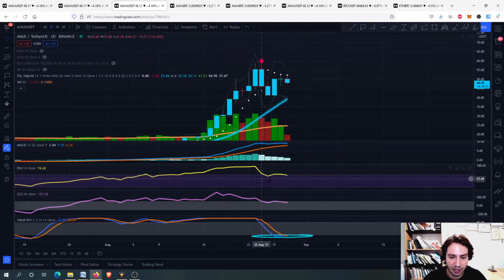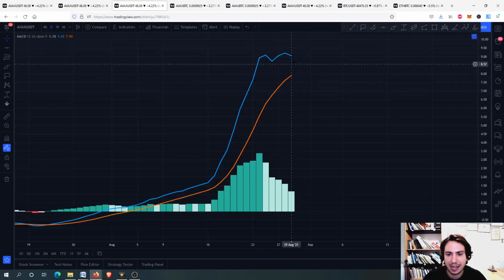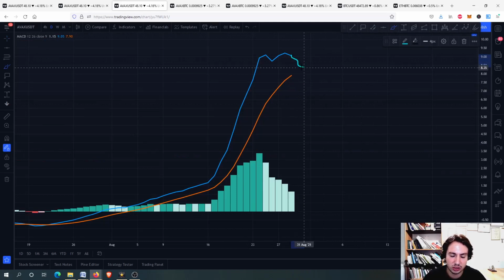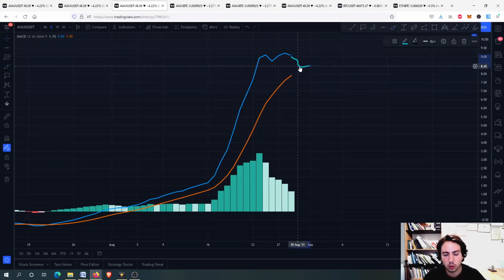Let's see about that. For the moment, the MACD now is looking very good. We have an angle of the blue line, maybe that we go down to the signal line, but it is not looking like something very bearish for now.